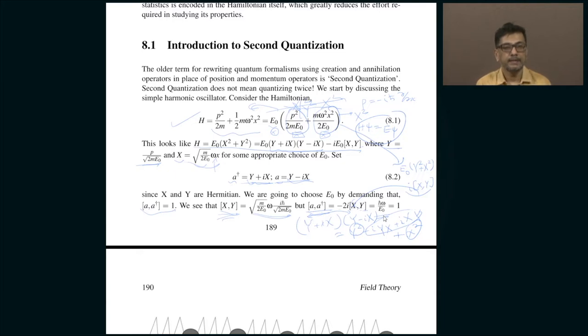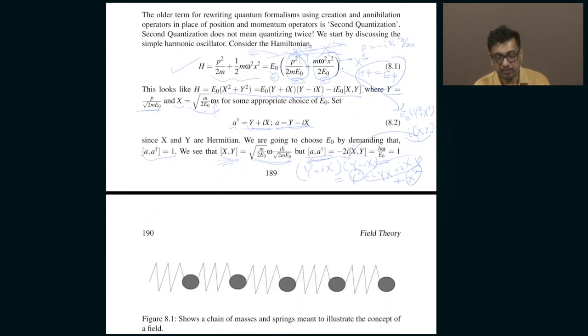But now I am forcing the commutator of A and A dagger to be 1, because I can force it to be any non-zero real number I want, but I want to force it to be the simplest non-zero real number, and the simplest non-zero real number is always 1. So I am going to force it to be 1. The commutator of A and A dagger I have just calculated, and the answer comes out as h bar omega by E0. That E0 I have myself inserted into my equation. So now, by demanding that the commutator of A and A dagger should be the simplest non-zero number, which is 1, I can now calculate that E0 has to be h bar omega.